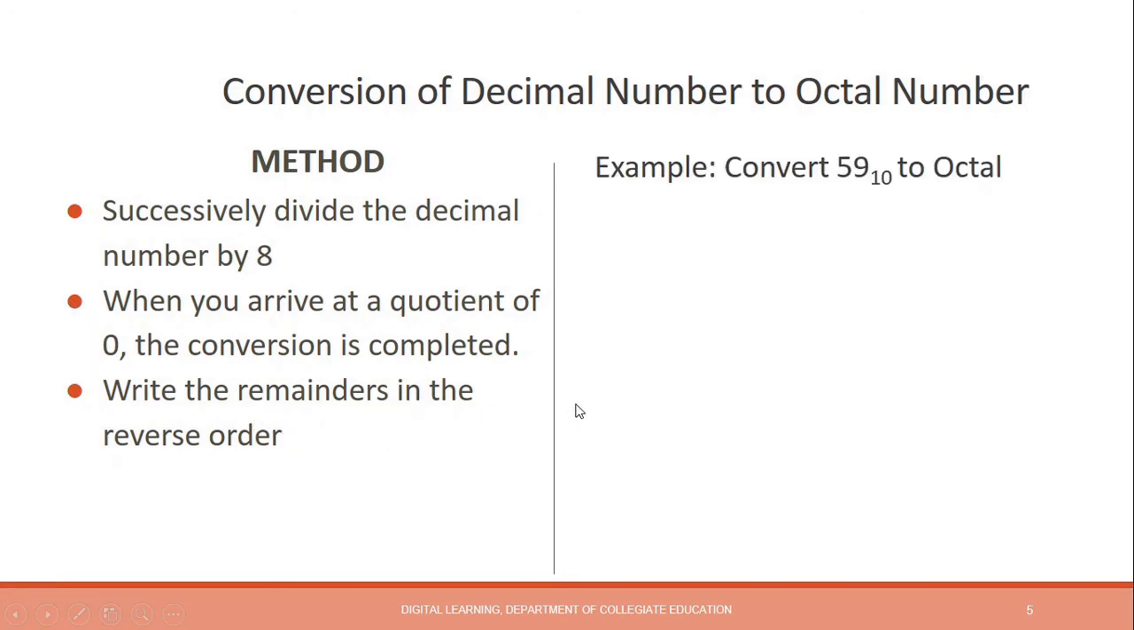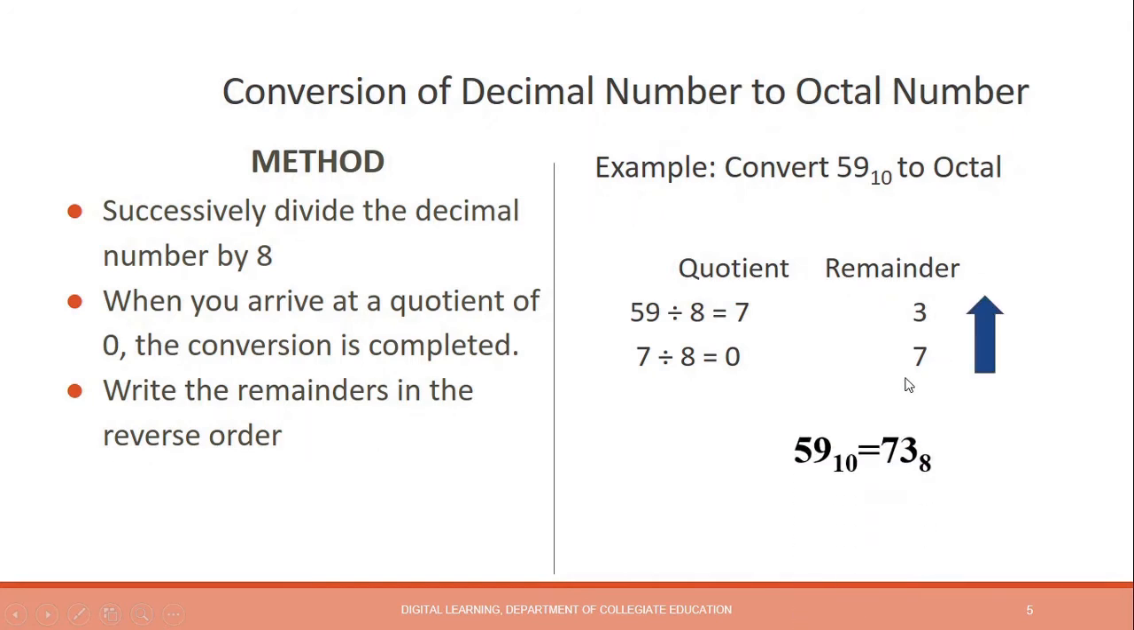For example, convert 59 to octal. 59 divided by 8, the quotient is 7 and the remainder 3. Now, the 7 is divided by 8, quotient 0, remainder 7. Now the quotient is 0, so we are stopping here and writing the remainders in the reverse order. That is, the 59 equivalent in octal is 73.